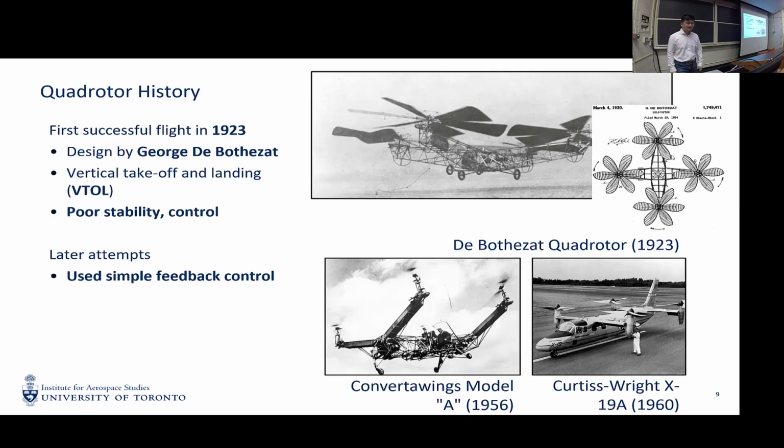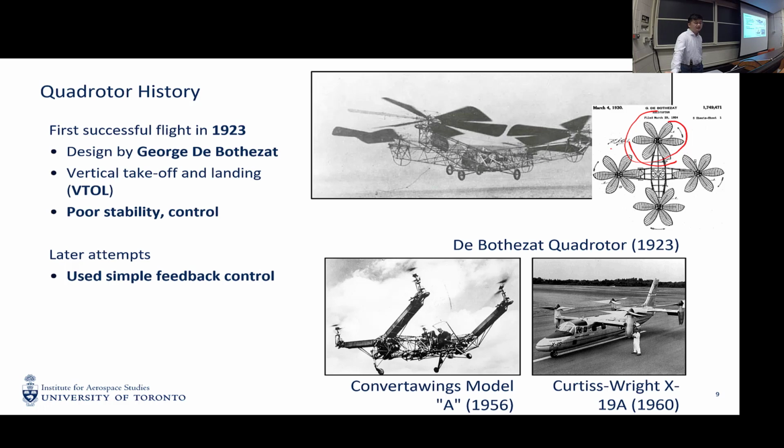The history of the quadrotor dates back exactly 100 years ago, to the Russian-American George Bothezat. He designed this very large human-in-the-loop quadrotor, as shown in this picture. His early design already resembles some of the key features of the modern quadrotor. Here we have four arms with four rotors, and each rotor has six blades on the propeller.